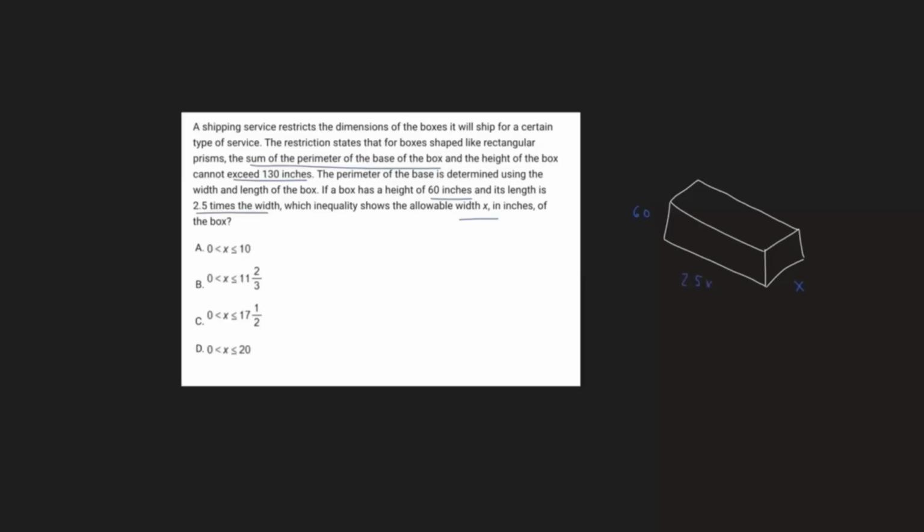So let's use green and write out 130 because it cannot exceed 130. Therefore, I'm going to write the sign like this, but it can be equal to 130. It just can't exceed 130. Now we need to find what the restriction actually is for that 130 inches. It says right here, it's the sum of the perimeter of the base of the box and the height of the box. The height of the box, first off, we have a value of 60. And it's the sum, so we're going to add this to whatever we have with the perimeter of the base of the box.